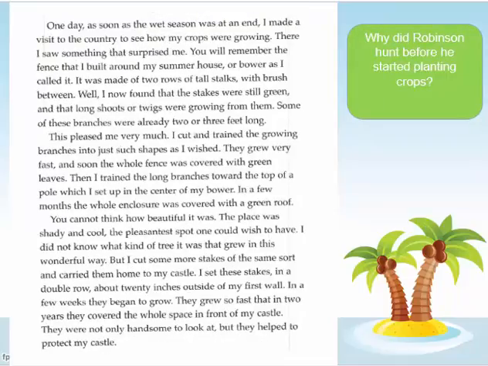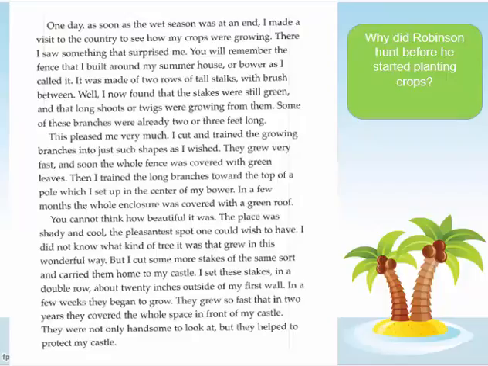One day, as soon as the wet season was at an end, I made a visit to the country to see how my crops were growing. There I saw something that surprised me. You will remember that the fence I built around my summer house, or bower as I called it, was made of two rows of tall stakes, with brush between. Well, I now found that the stakes were still green and that long shoots or twigs were growing from them. Some of these branches were already 2 or 3 feet long. This pleased me very much.